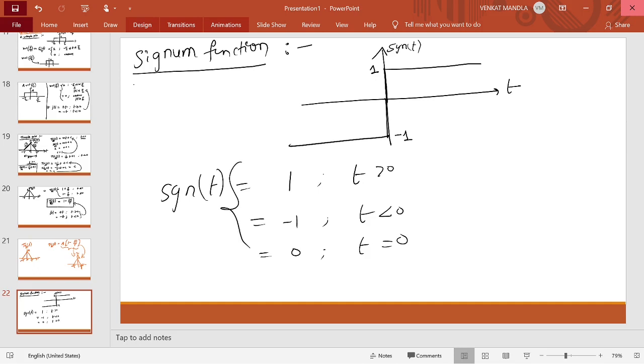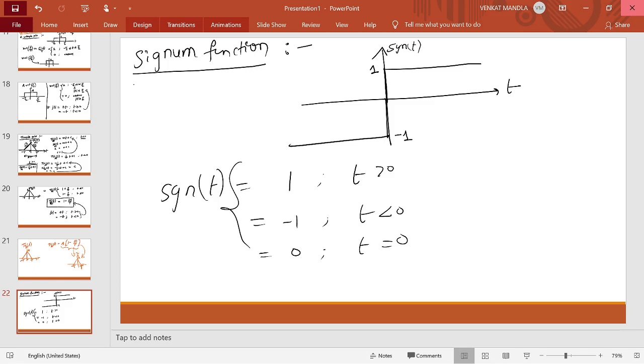But we are not interested at all in exactly t equal to 0. We are interested in signals and systems at t greater than 0 or t less than 0. We are not interested in a particular value of time throughout the signals. Practically, as electronics engineers, we are not at all interested in the values at particular points, because the probability at a particular point is 0. When I discuss probability and random processes in communications, I will discuss all these things. At a particular point of time, the probability of a random signal is 0. So we are not interested in particular points, as we are electronics engineers. This is the signum of t.